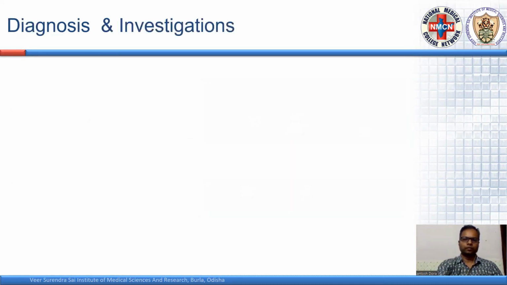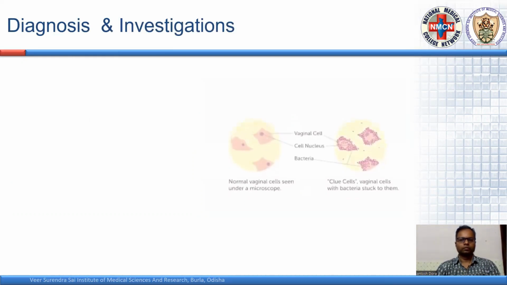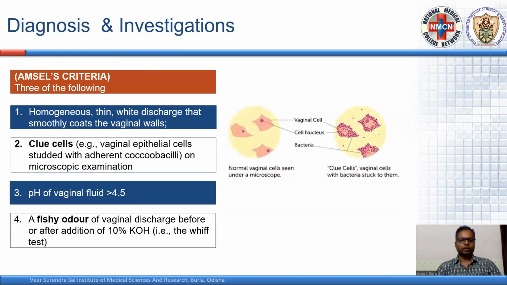So, how to diagnose such patients? For them, the criteria is called Amsel's criteria. It has 4 criteria, and out of 4, if any 3 are present, then we say that the patient might have bacterial vaginosis. Coming to the first criterion, these patients have a homogeneous thin white discharge that smoothly coats the vaginal wall. Then, presence of clue cells.